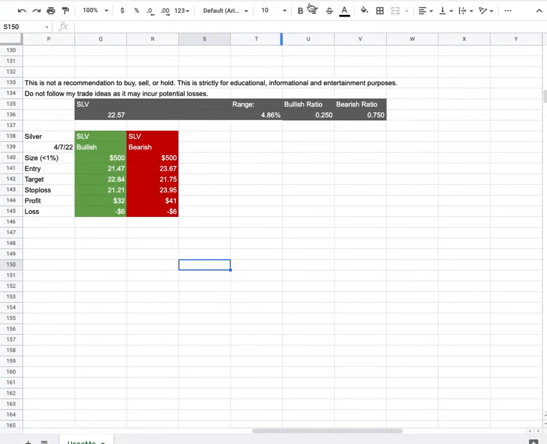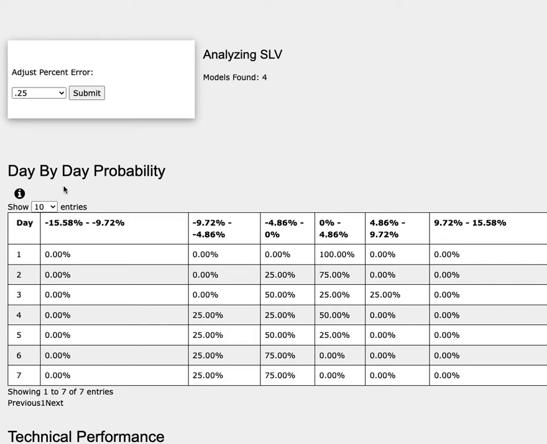So how did I develop these trade ideas? It all comes from the day-by-day probability model. As we progress to the 5th day of trading, silver futures has a 25% chance to climb between 0 to 5%. To the downside, it has a 50% chance to fall between 0 to negative 5%, and a 25% chance to fall between negative 5 to negative 10%.